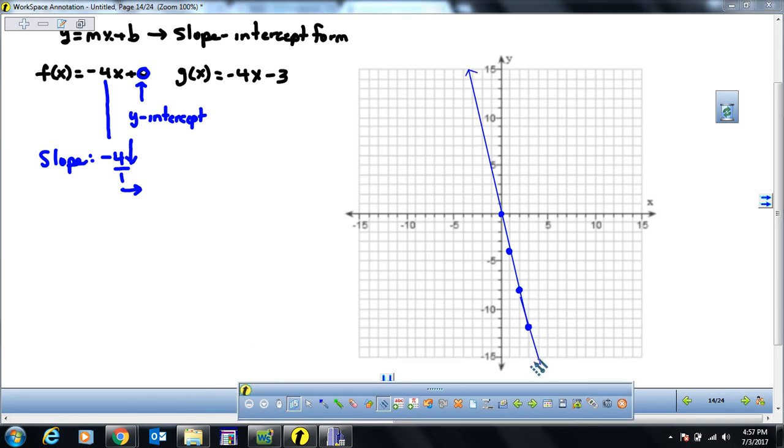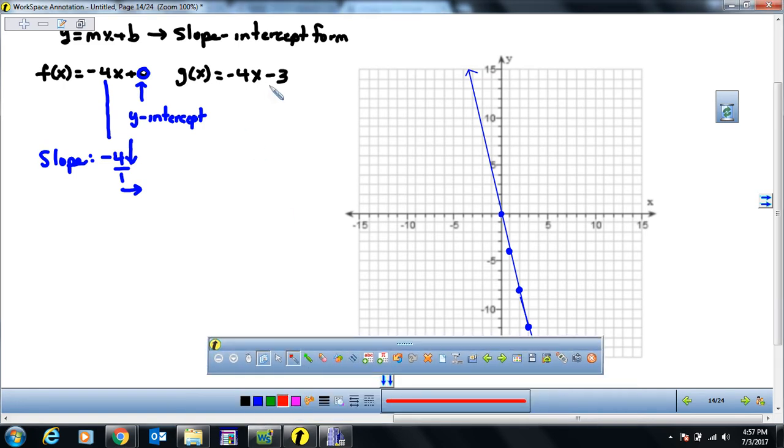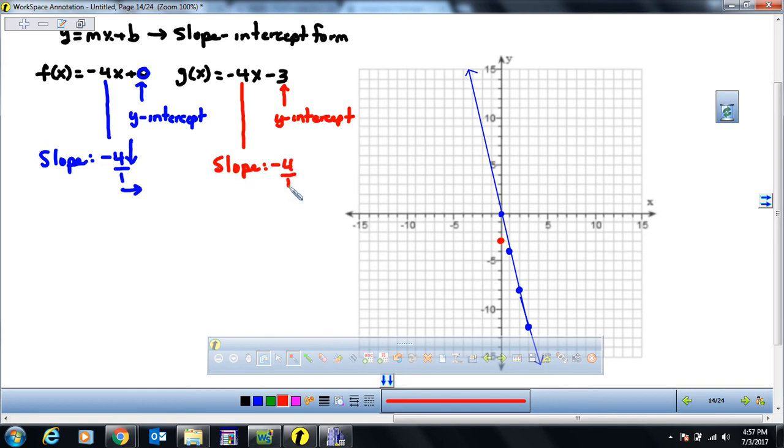So, to get the function g of x, we're going to do the exact same process. So we already know that in this equation, this -3 is the y-intercept. So that means that this line crosses the y-axis at -3. That's what the y-intercept means. And this -4 is called the slope. And that slope, again, is -4 over 1. And -4/1 means that the graph is going down 4 units and to the right 1 unit.